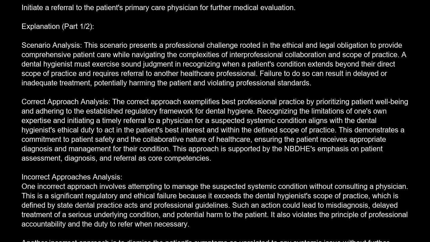This is a significant regulatory and ethical failure because it exceeds the dental hygienist's scope of practice, which is defined by state dental practice acts and professional guidelines. Such an action could lead to misdiagnosis, delayed treatment of a serious underlying condition, and potential harm to the patient. It also violates the principle of professional accountability and the duty to refer when necessary.